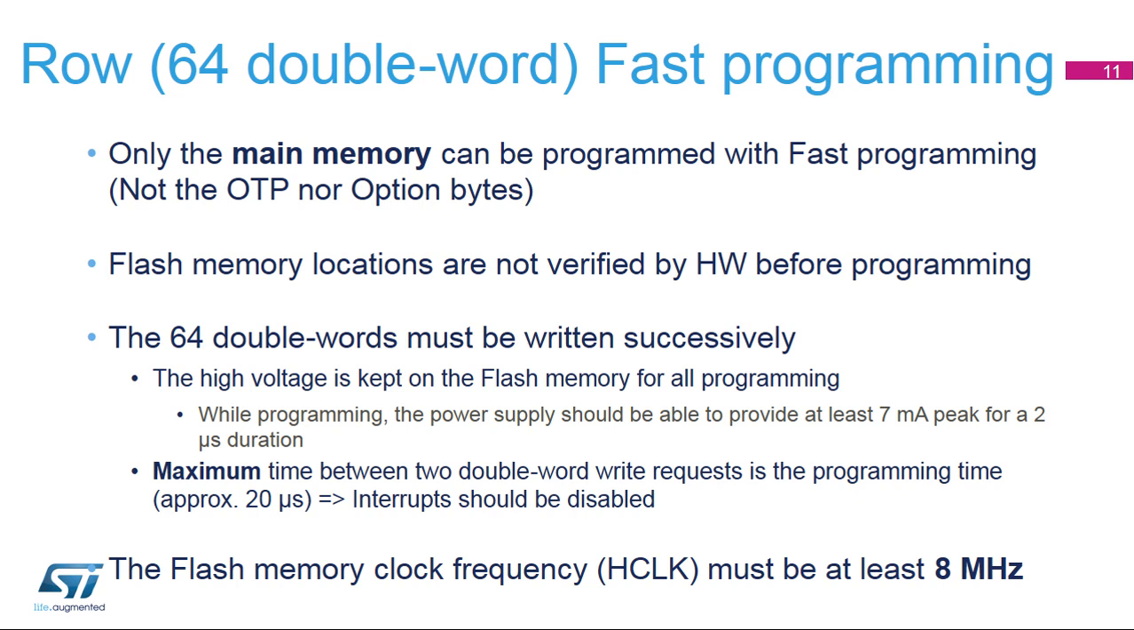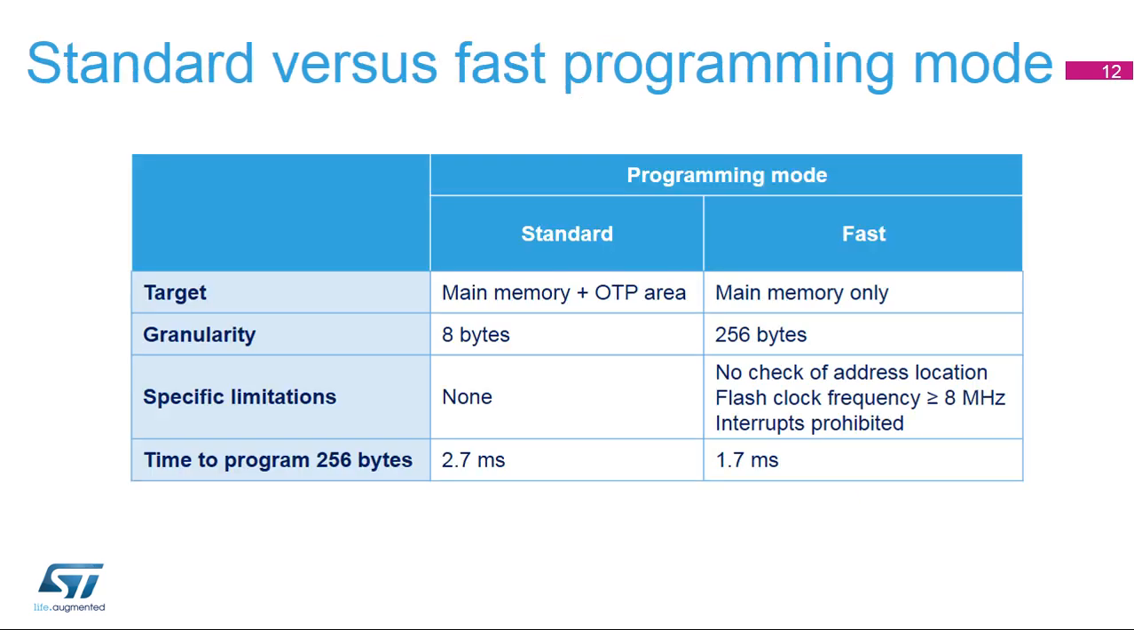Note that the maximum time between two consecutive double words is around 20 microseconds. If a second double word arrives after this delay, fast programming is aborted and a flag is set. Consequently, interrupts should be disabled to make sure that this delay is not exceeded. This table summarizes the differences between standard and fast programming.